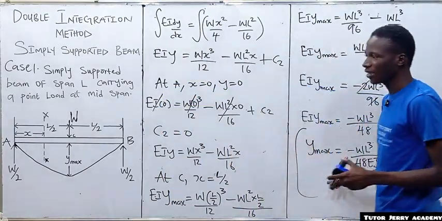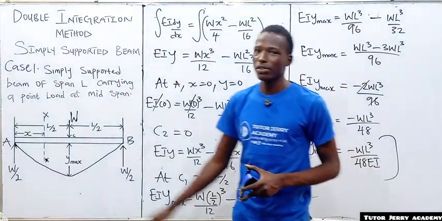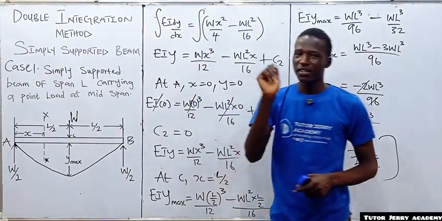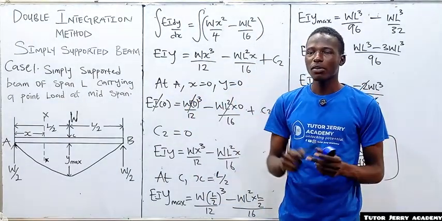The minus sign has already indicated that the deflection is downward. So that is it for case 1. We'll be back with case 2.